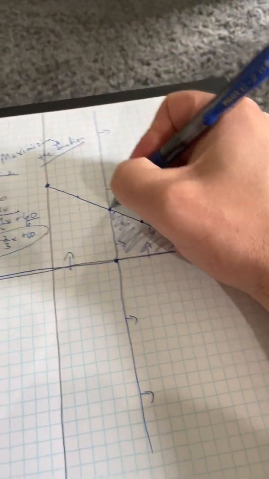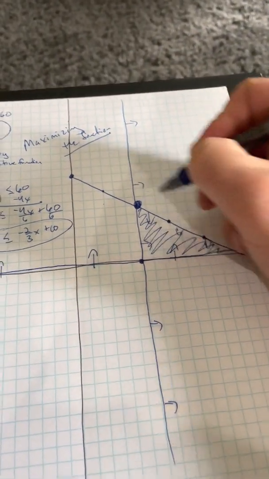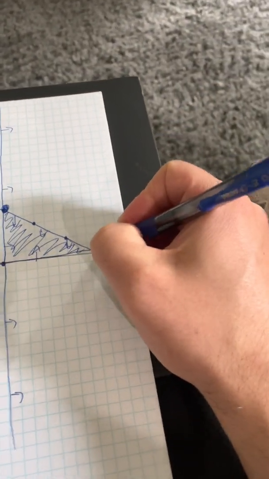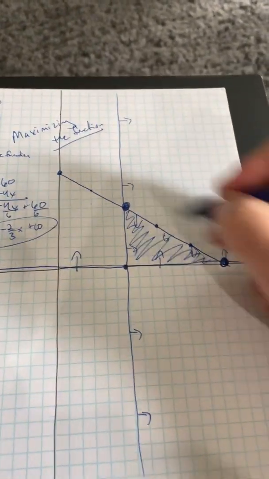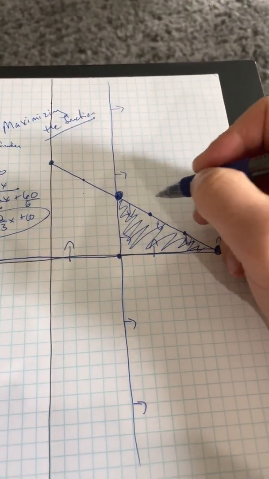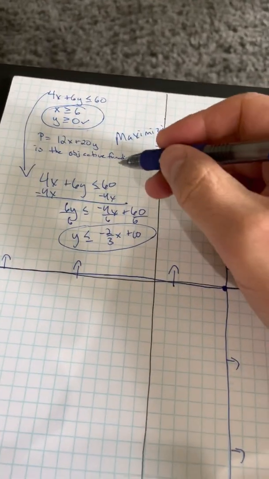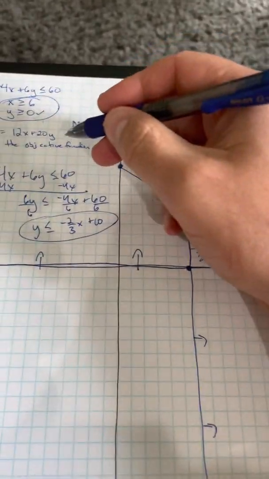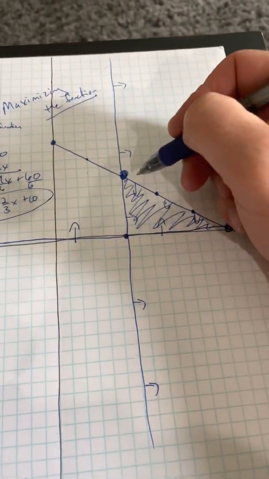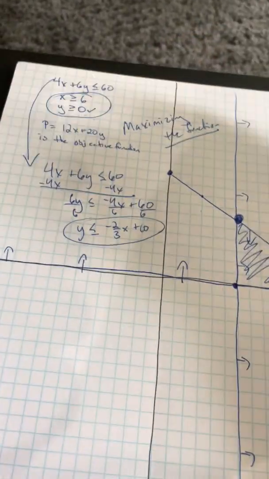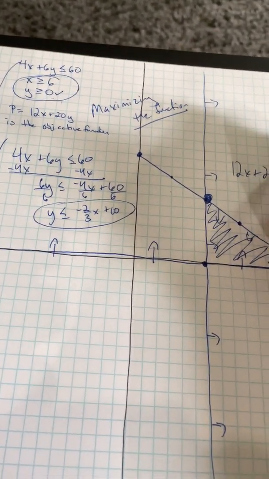So if we have a point here, which is a vertice of this triangle, and a point here, which is a vertice of this triangle, we only use the vertices of the figure that's created to plug into this objective function to see which number gives us a better, or which ordered pair gives us a bigger number. So let's try this. So 12x plus 20y.